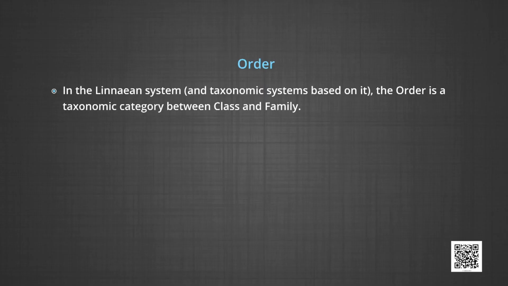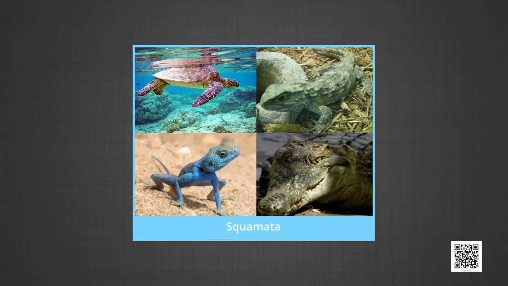Order. In the Linnaean system, the order is a taxonomic category between class and family. An order is a group of organisms, example, Lepidoptera, Squamata, primates, etc., that although differing quite a bit among themselves, still have a degree of characteristics in common. Example, all Lepidoptera, the butterflies and moths, have minute scales on the wing, a soft-bodied herbivorous larval form, the caterpillar, and adult mouthparts specialized for feeding on nectar, etc.